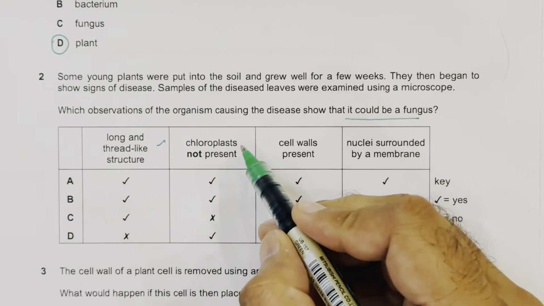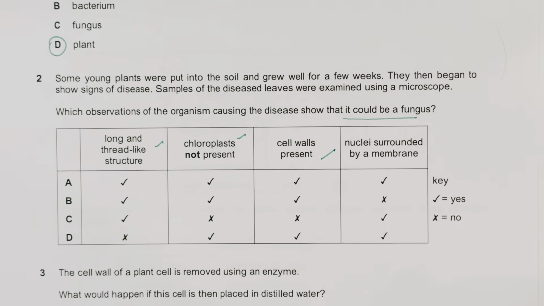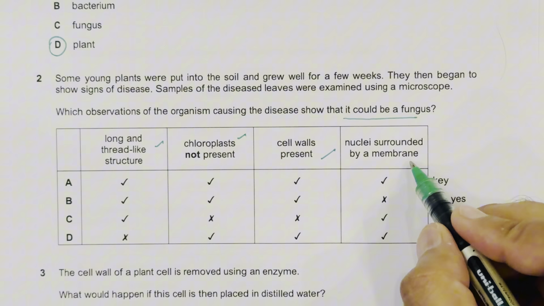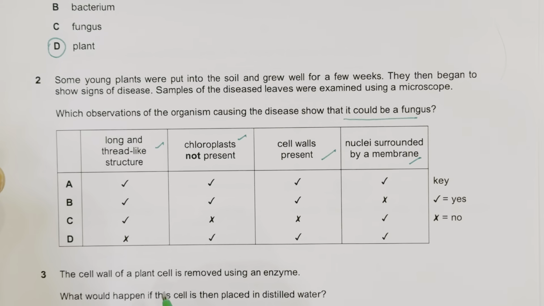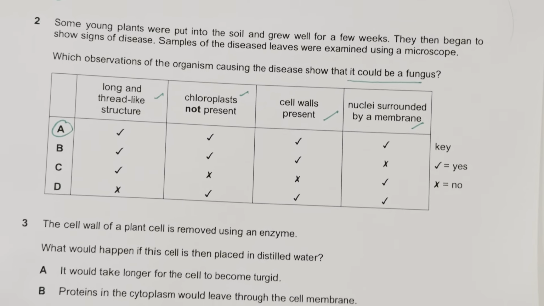Chloroplast not present. Again, in fungus, chloroplast does not belong. Cell wall present. Yes, this is correct. Nucleus surrounded by a membrane. Again, this is the correct option. So option number A is carrying all those ticks, so that's why we're going to choose option number A.